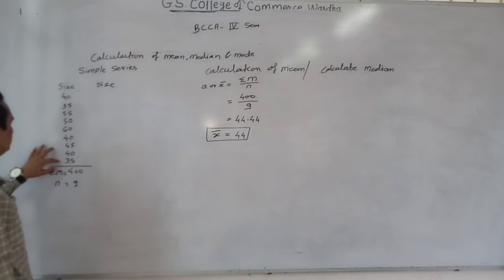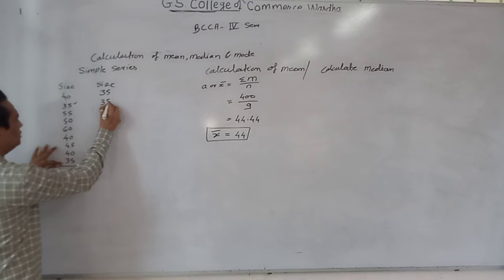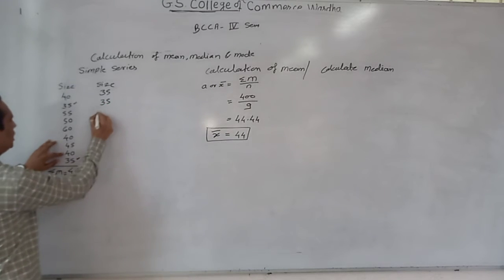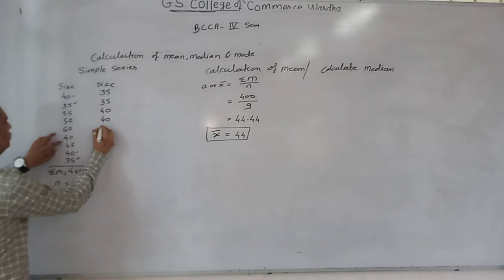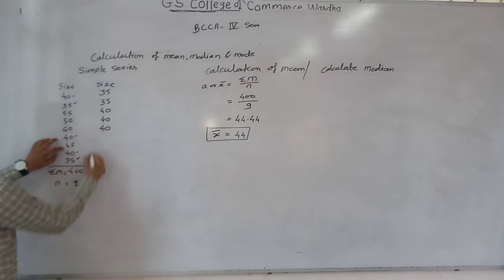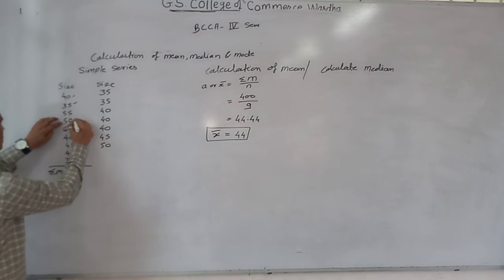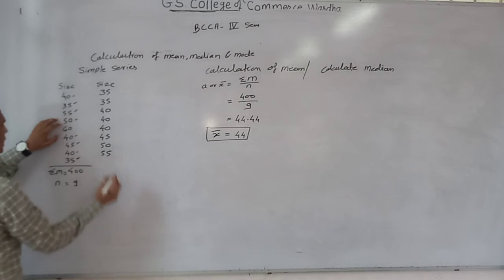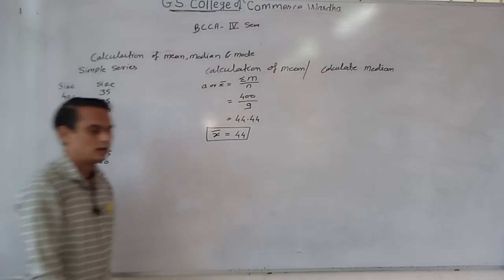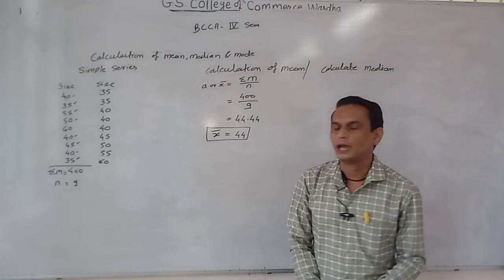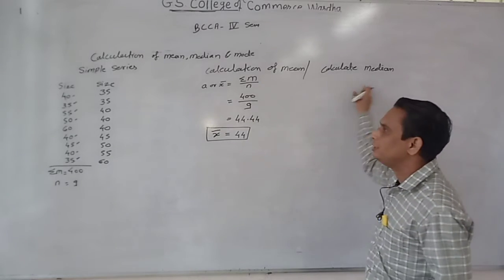The lowest value of the series is 35. So we get 35, then a second 35, after 35 we have 40, again 40, then again 40, three times 40, then 45, then 50, 55 and 60. Count the values: 1, 2, 3, 4, 5, 6, 7, 8, 9. So we have 9 values in this example. We arrange this series in ascending order because to calculate the median, we need an ascending order series.